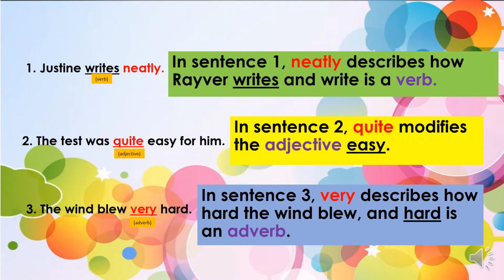Justin writes neatly. In sentence 1, neatly modifies the verb writes. In sentence 2, quite modifies the adjective easy. 3. The wind blew very hard. In sentence number 3, the word very describes how hard the wind blew, and hard is an adverb.